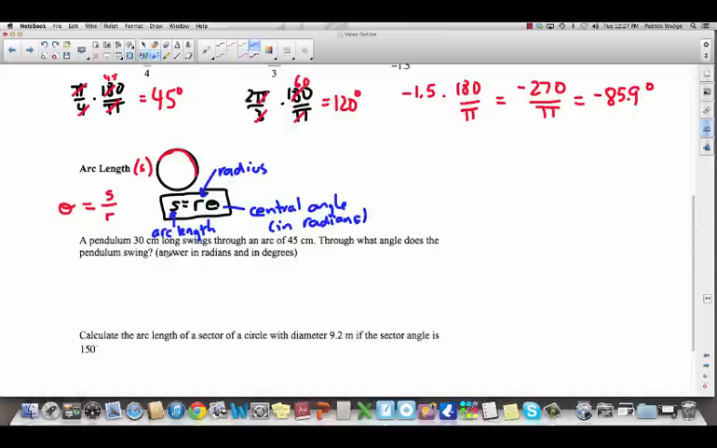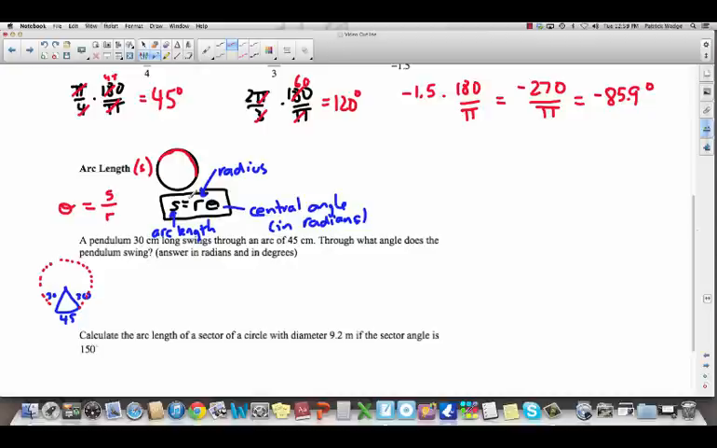Okay, a pendulum 30 centimeters long swings through an arc of 45 centimeters. So we have a pendulum, and it's 30 centimeters. And it swings from there, and it swings over to about here. And it has an arc of 45 centimeters. So this is 45 centimeters. Now, how does that relate to what we're talking about here? Well, if you were to extend that arc all the way around, you'd have a circle, wouldn't you? Whoops, that's terrible. But hopefully you get the idea.